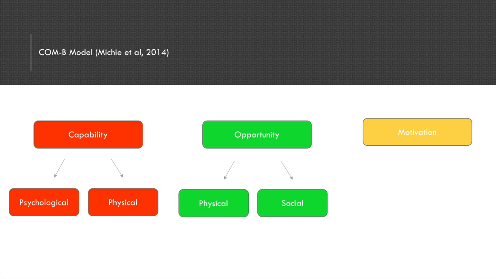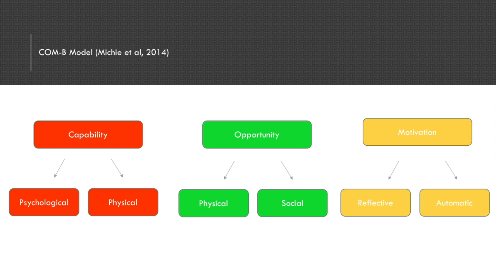Physical opportunity, in terms of eating healthy, would be to have the physical facilities to be able to make the food. And you will also have to have the physical finances to be able to then go and buy the food. In terms of social aspects of opportunity, that'll be factors including their social norms, the cultural norms that they live in. Is it accepted to eat fruit and veg, or are you going to get laughed at for doing that, for performing that behaviour?